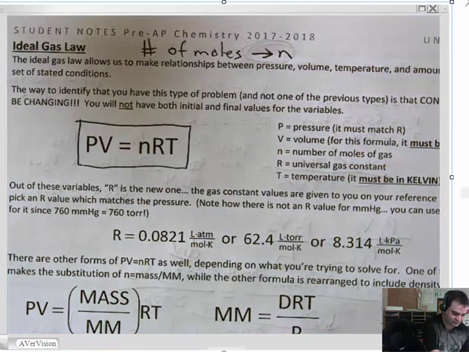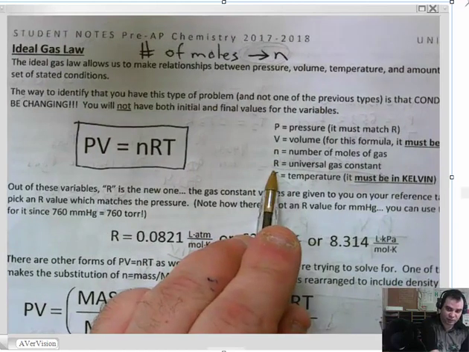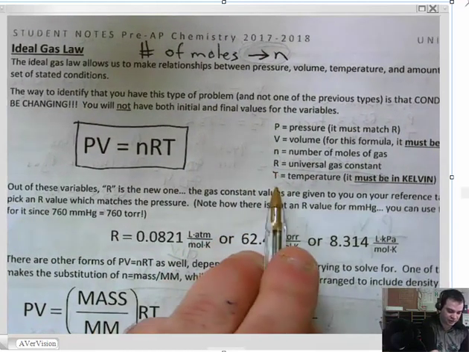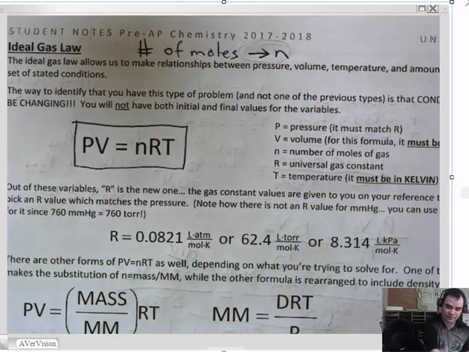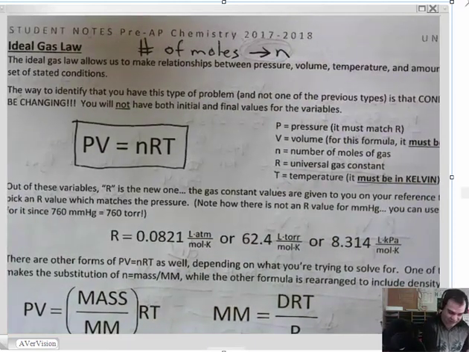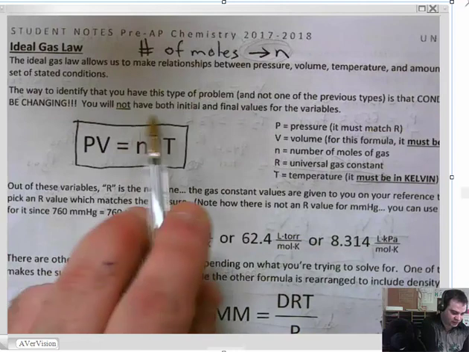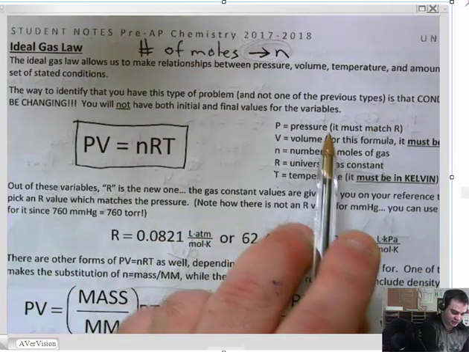R is the universal gas constant. We'll go over that in a second. And T is the temperature, which must be in Kelvin. Right, Kelvin. Darian, very good. The conditions will not be changing, and you will not have initial and final values for this as well.